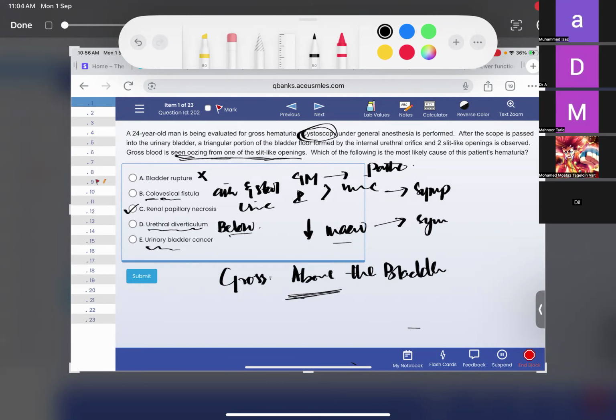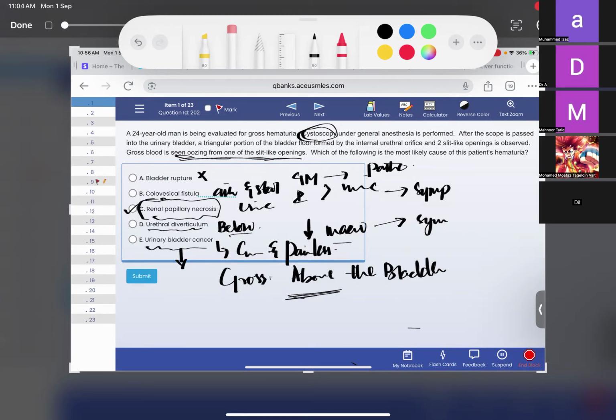The other option is urinary bladder cancer. Bladder cancer has gross and painless hematuria, but don't worry about the signs and symptoms. We will go through urothelial carcinomas and discuss each and every one. So the only condition left is papillary necrosis.